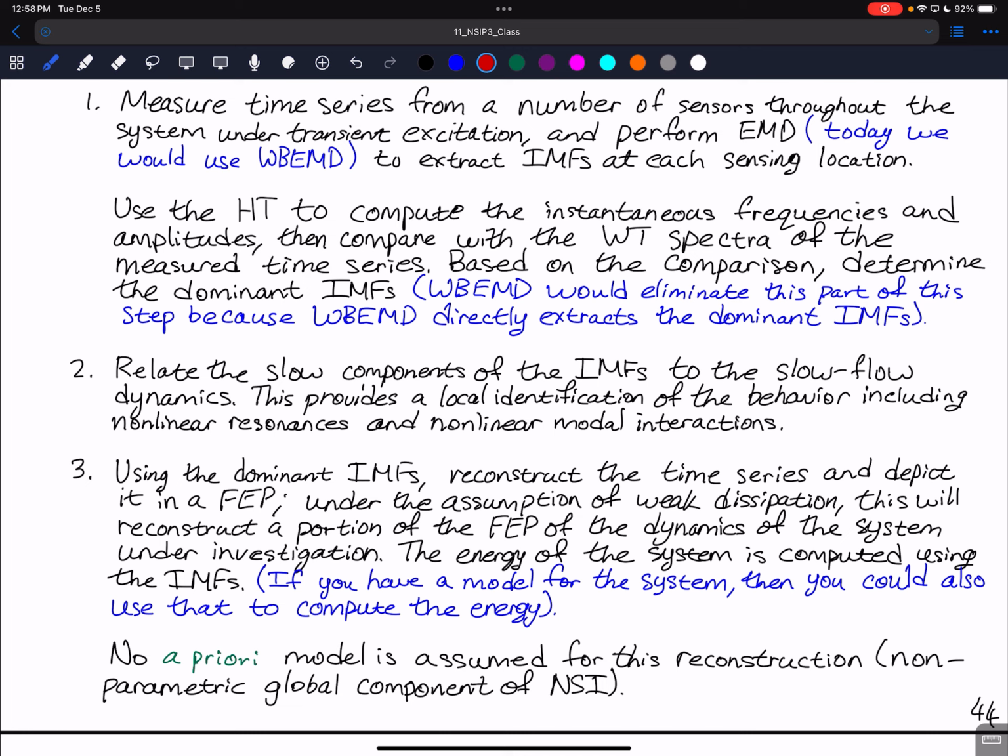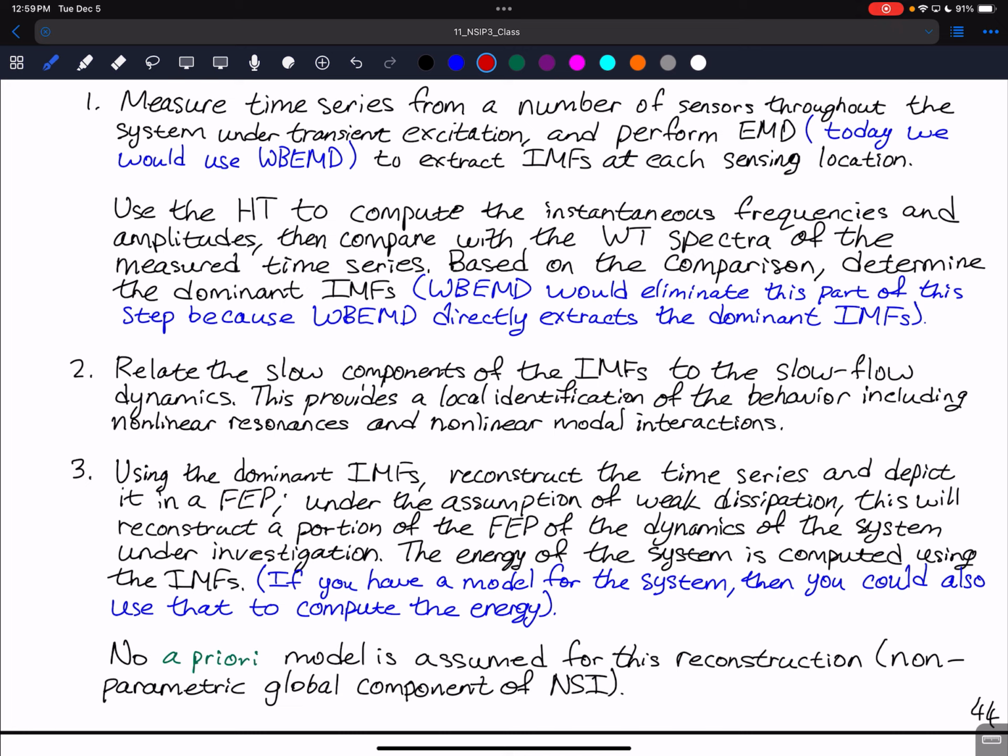Okay, and so you can compute the energy of the system with the IMFs, or if you have a model of the system that you trust and you think really reproduces this, then there are other techniques that compute the energy as well. But the key thing here is that just directly analyzing the time series and producing these IMFs, you can then produce the underlying frequency energy plot, which then tells you how the modes of the structure evolve over energy, which basically is equivalent to understanding what the system is doing, knowing the dynamics of the system. And so in this case, no a priori model is assumed for this reconstruction. If you wanted to, you could use a model to reconstruct the energy, but you don't have to.